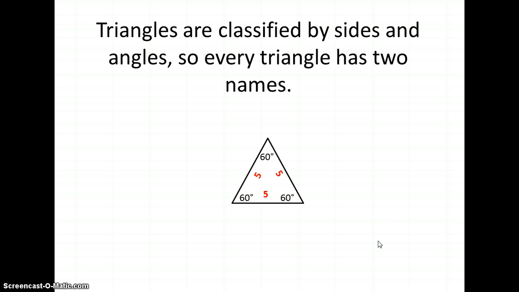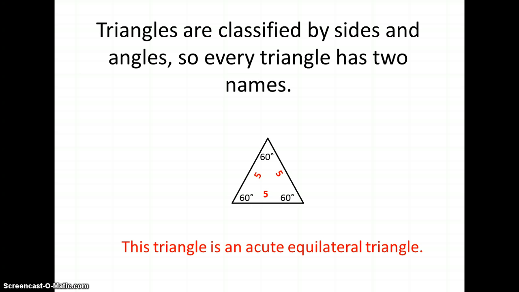Each side is 5 units long. So since every side is the same, it is equilateral. So we could say that this triangle is an acute equilateral triangle. It has two names. The first name describes its angles, and the second name describes its sides.